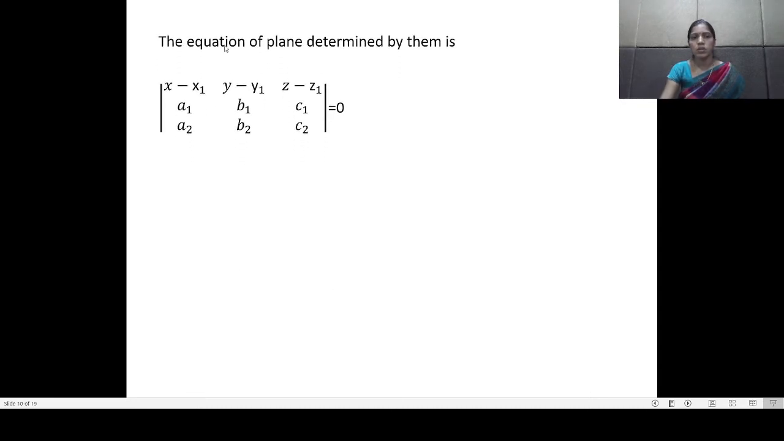Now the equation of the plane determined by them is the determinant with first row x minus x1, y minus y1, z minus z1, second row a1, b1, c1, and third row a2, b2, c2, equal to 0.